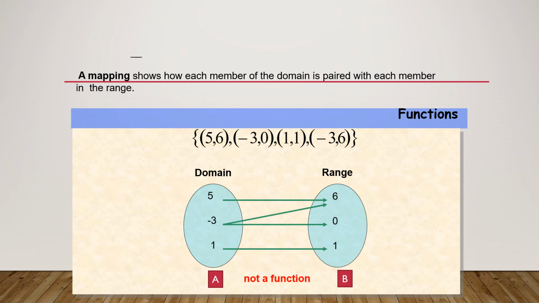Now here the third example shows one to many relation. Here you can see in set A 5, minus 3 and 1. In set B 6, 0 and 1. Minus 3 is mapped to 6 and 0 both. This is the example of one to many relation. And when relation is one to many, then it is not a function.